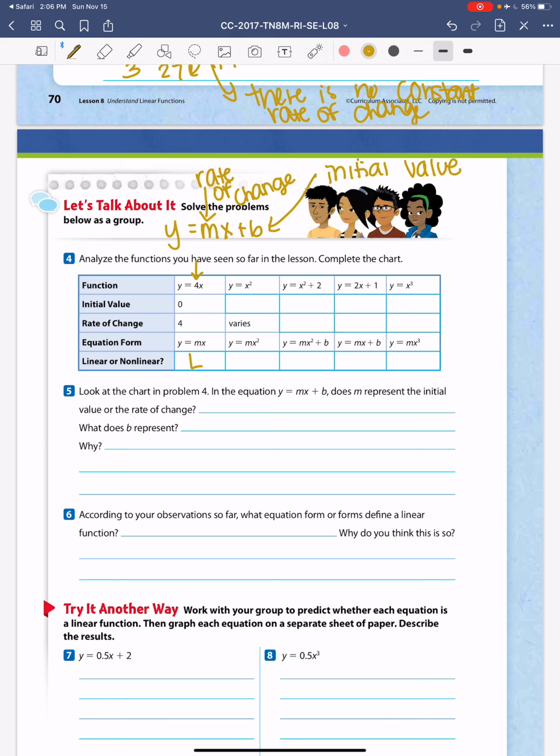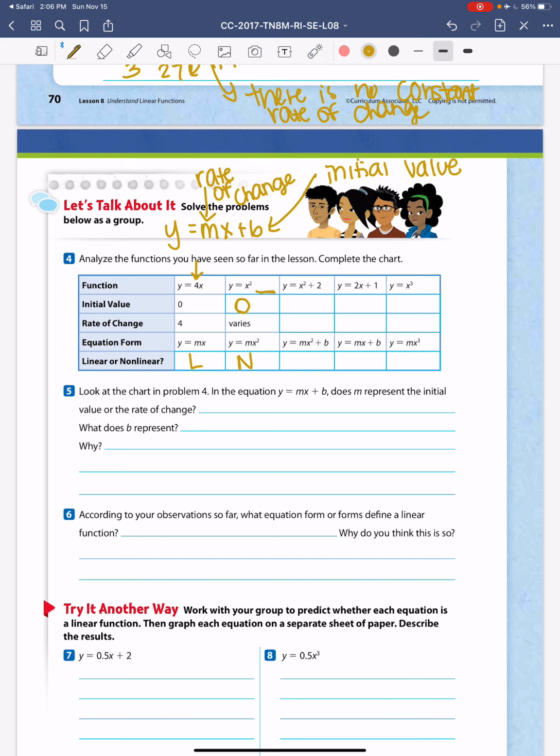Okay, so for our second function, y equals x squared, we have no plus b. So our initial value there is 0. The rate of change is going to vary because we have x raised to the second power. The equation form here is going to be y equals mx squared, and that is going to be non-linear.